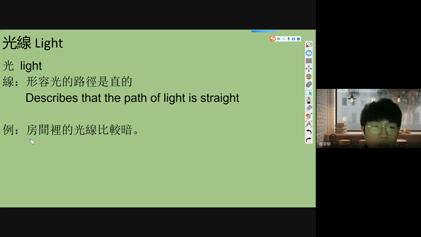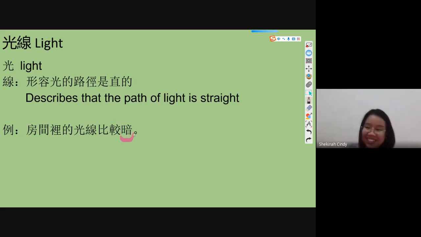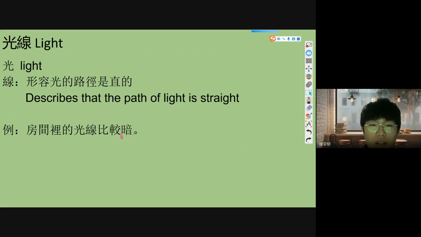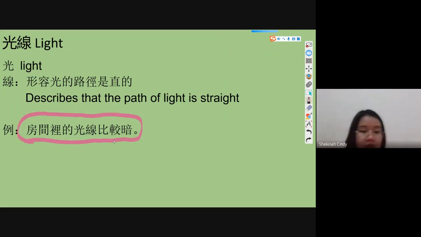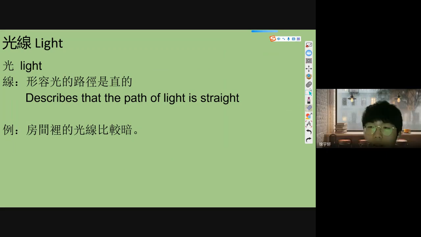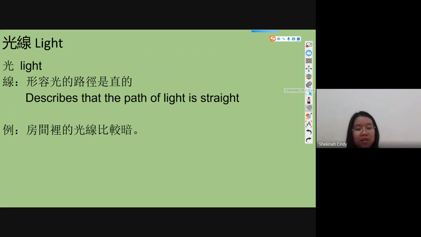Okay. So here 房间里的光线比较暗, do you know this word? No. It's dark. Okay, so how about translate this one for me? So the light inside the room is darker. Yes, it's dark, not darker. 比较 means a little bit. Oh, 比较 means a little bit. Okay.